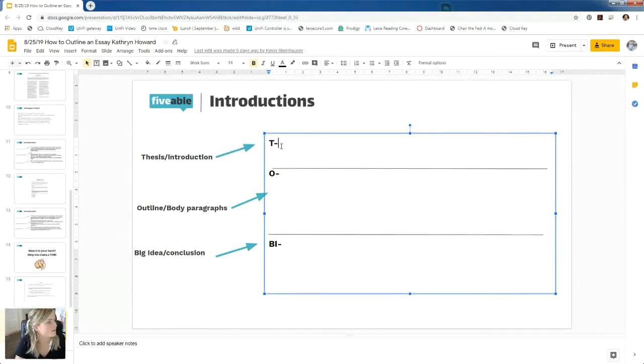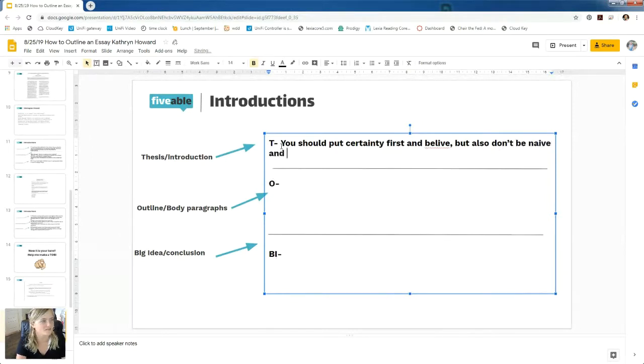Believe, so you should put certainty first, but also, it's a good way to say that, like, don't be naive, maybe. Don't be naive, and yeah, be open to new ideas. Great. Be open to new ideas.